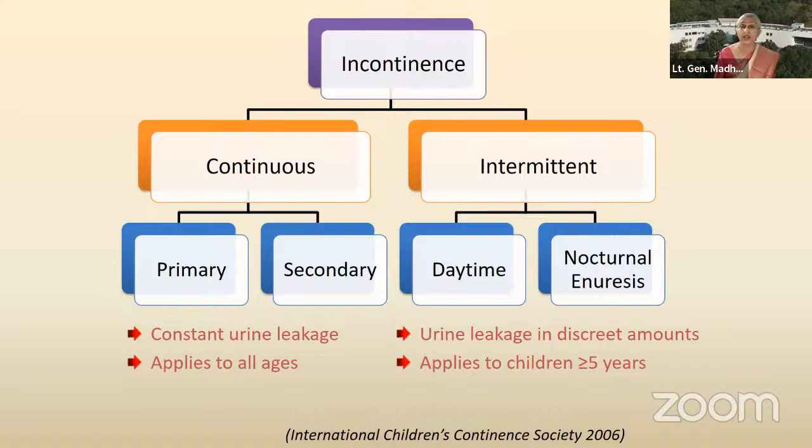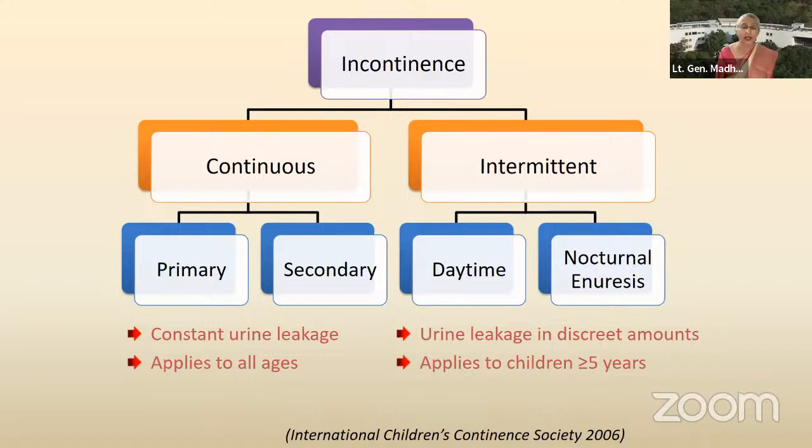At times, there may be even an ectopic ureter, and that may be an anatomical reason where there's continuous dribbling through day and night. But when it's intermittent, it could be just at night, which is your nocturnal enuresis, or it may have daytime symptoms. And a large number of children who present with nocturnal enuresis may, as they grow, have daytime symptoms which are missed unless we really take a good history or ask for a voiding diary, which I'll come to in a while.